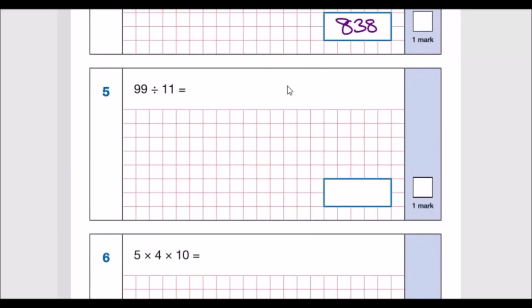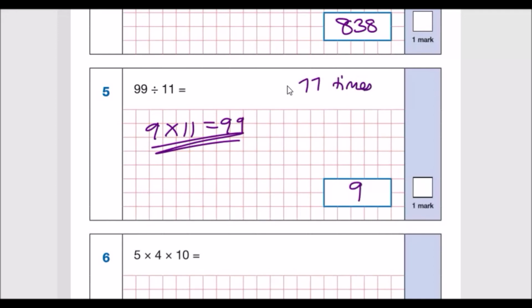Number 5, 99 divided by 11. So this is timetable facts. We need to know how many 11s are there in 99, and well, it should be 9. And we should know that 9 times 11 is 99. This is just timetable facts, yep. If you're not sure about this one, review your 11 times tables.